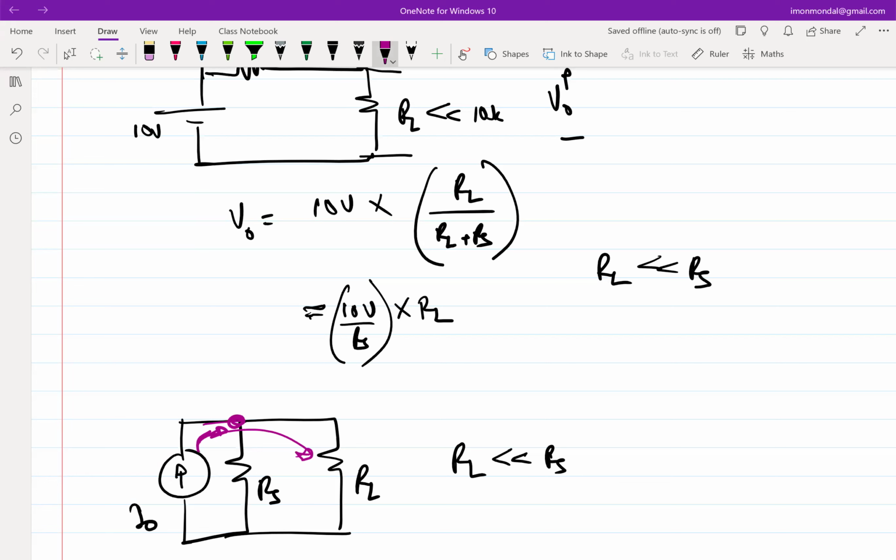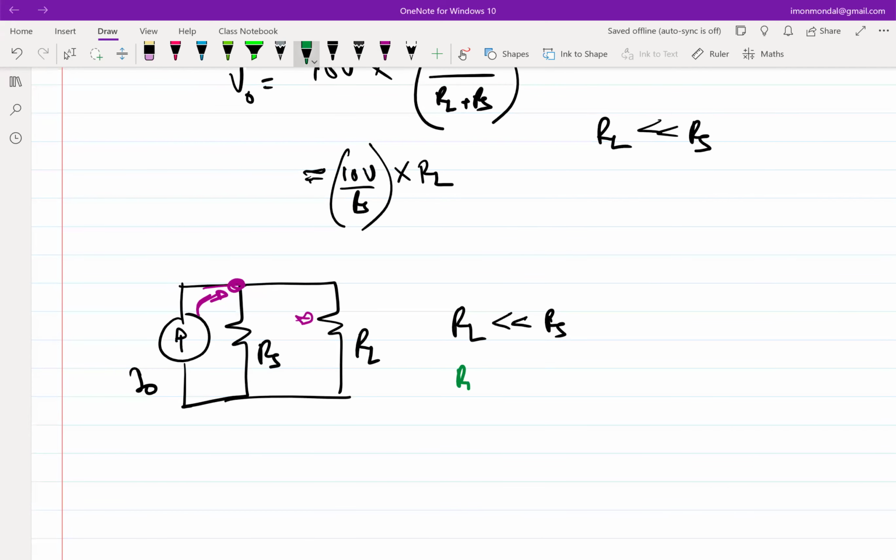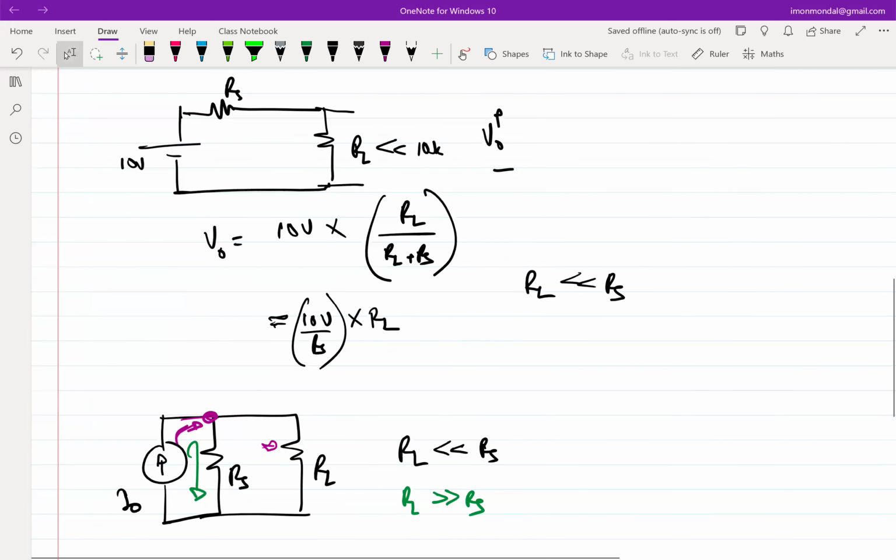But if RL is much greater than RS, right? So maybe use a different color. If RL is much greater than RS, then where will it choose to flow? Into RS. And regardless of how I keep changing RL, the voltage will not change. So now the stuff inside the box, what is the comment? Is it a voltage source or a current source?